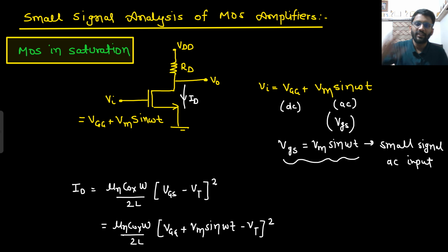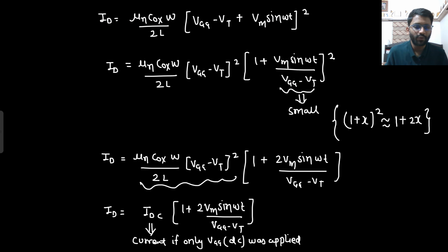Once we accept it, then we do the small signal analysis. Actually, I should not write small signal analysis. I should write large and small signal analysis. Both analyses we are doing. We are also considering the DC source. We are also considering the AC source. Then we considered both of them.